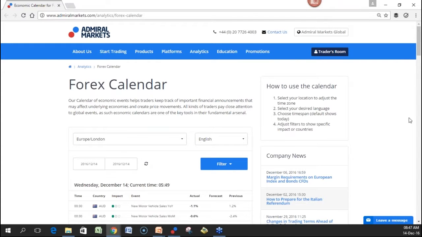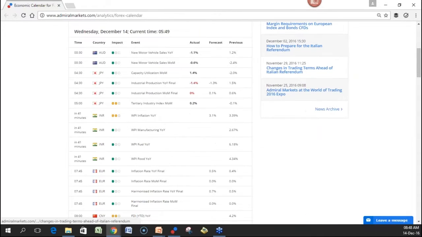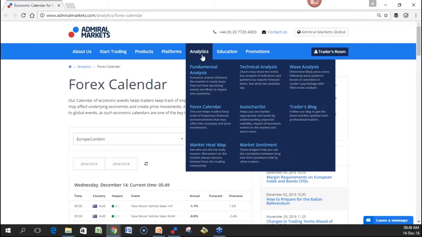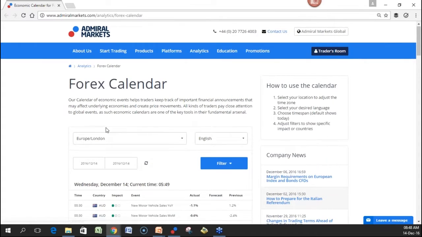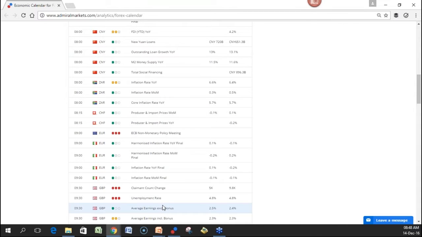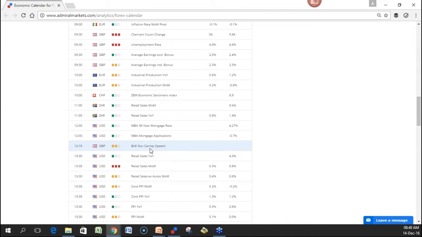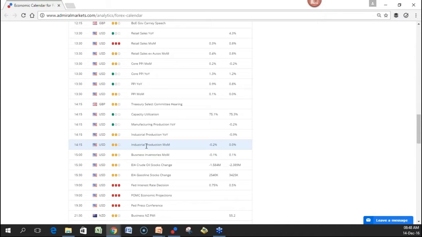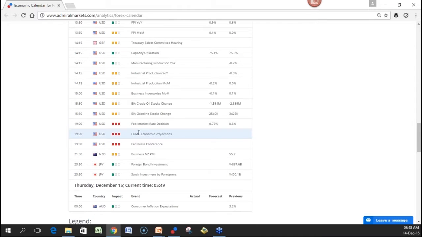Today, with regard to, for instance, the Fed interest rate decision that we're expecting in the New York afternoon. But there are other things as well you want to be aware of. Go to Analytics, click on Forex calendar to see the entire list of news events that are expected today, including a pound unemployment rate and claimant count change. Also, an ECB meeting. So retail sales in the U.S. Those are some of the red tagged events. And of course, the Fed interest rate decision.